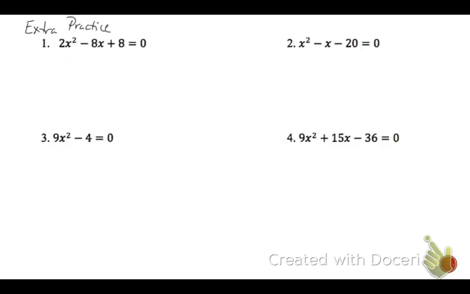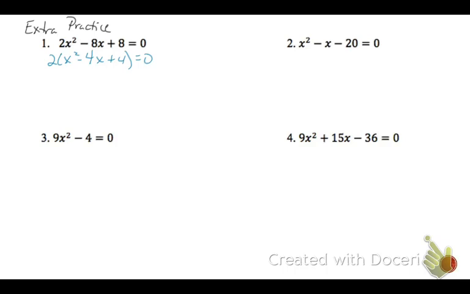Now go to the place where you're doing some extra practice, and let's try these. So write down number 1, 2x squared minus 8x plus 8. Remember that factoring process, so always look for a greatest common factor. Do you see the 2? So let's factor the 2 out. Then look what we have left. So 3 terms, x squared minus 4x plus 4.